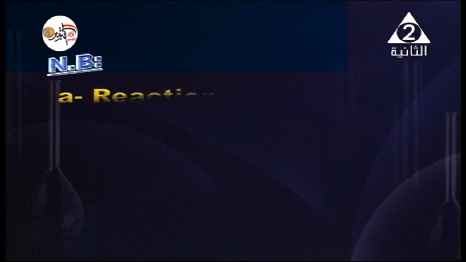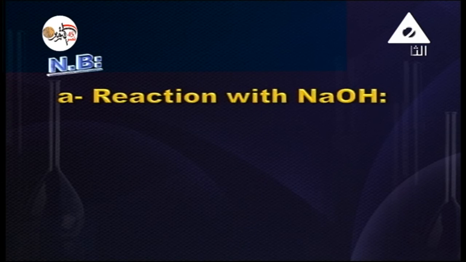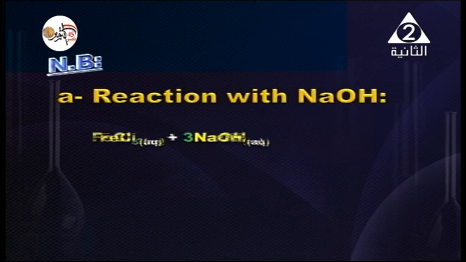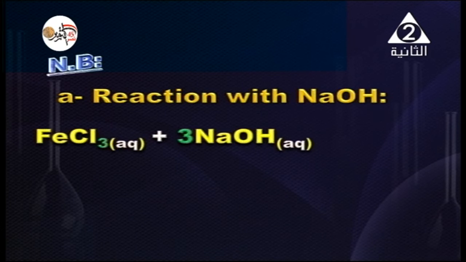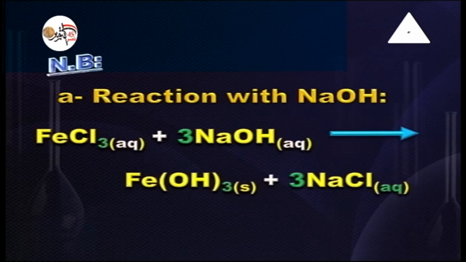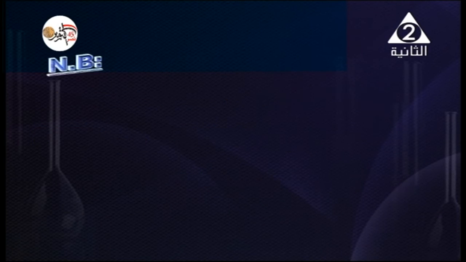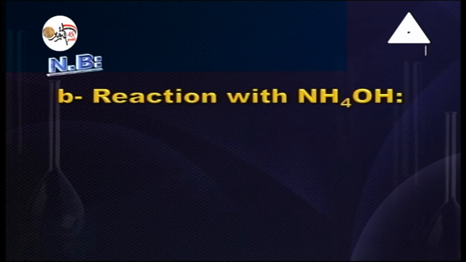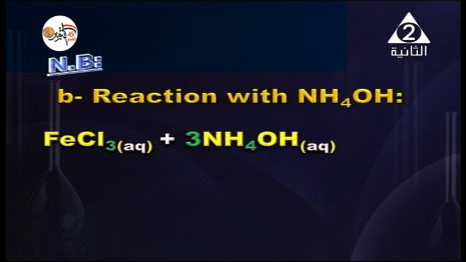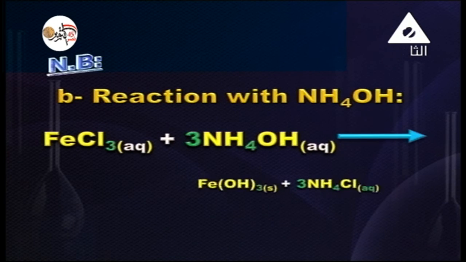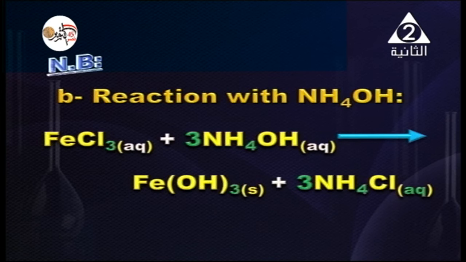As the equation proceeds on the screen, if the reaction is done with sodium hydroxide, iron 3 chloride plus sodium hydroxide gives iron 3 hydroxide, and sodium chloride is produced. Or the reaction with ammonium hydroxide or ammonia solution, iron 3 chloride reacts with ammonium hydroxide, giving iron 3 hydroxide, releasing ammonium chloride.